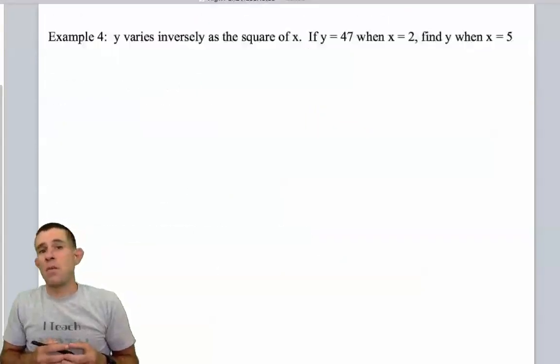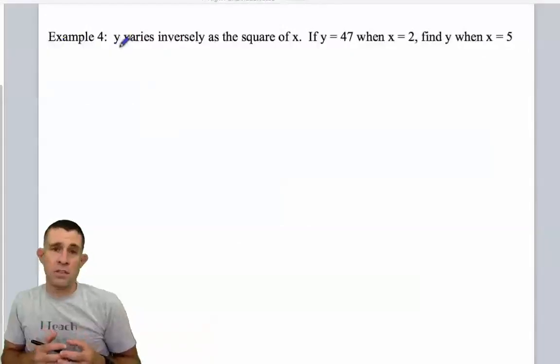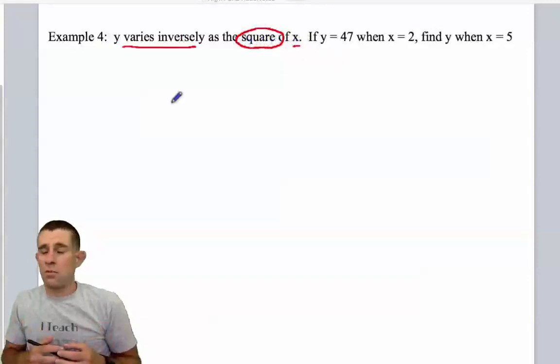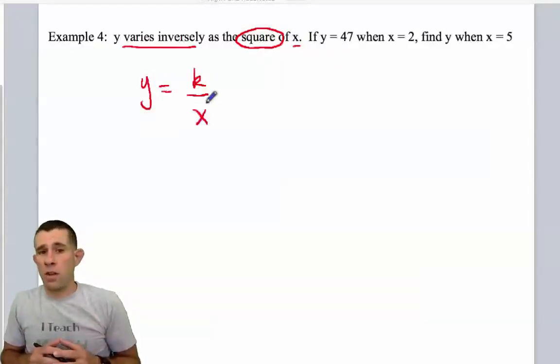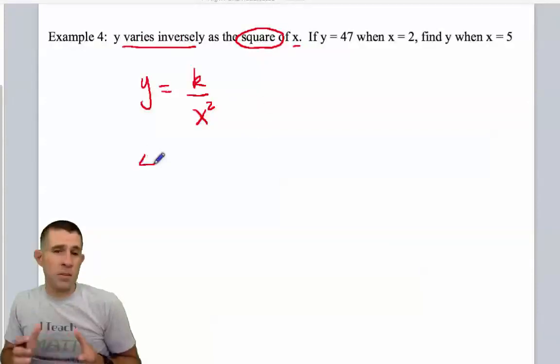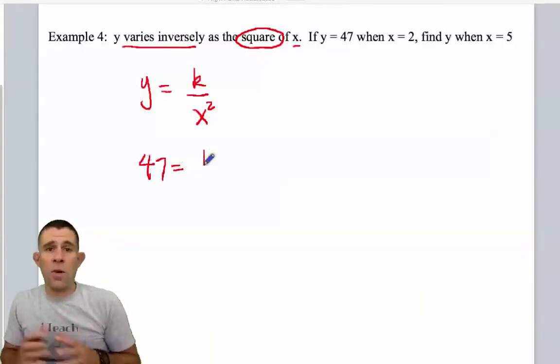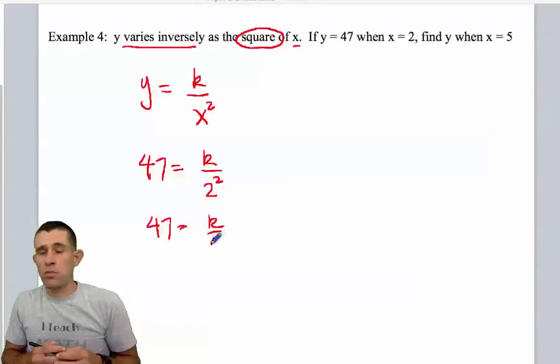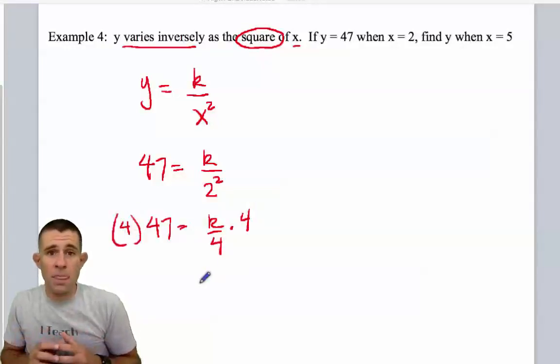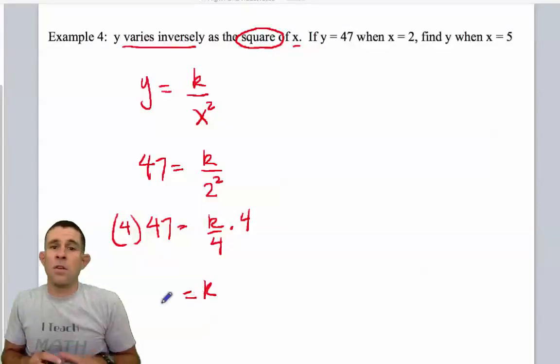Again, we read that y varies inversely as the square of x. So that should tell us enough information to set up a general form of our inverse variation equation. Y equals k over x squared. We are going to substitute some known values in for y and x to find the value of our constant k. So 47 equals k over 2 squared, which is 4. Multiply both sides by 4 to get your constant of variation. And this is going to give us 188 for the value of k.